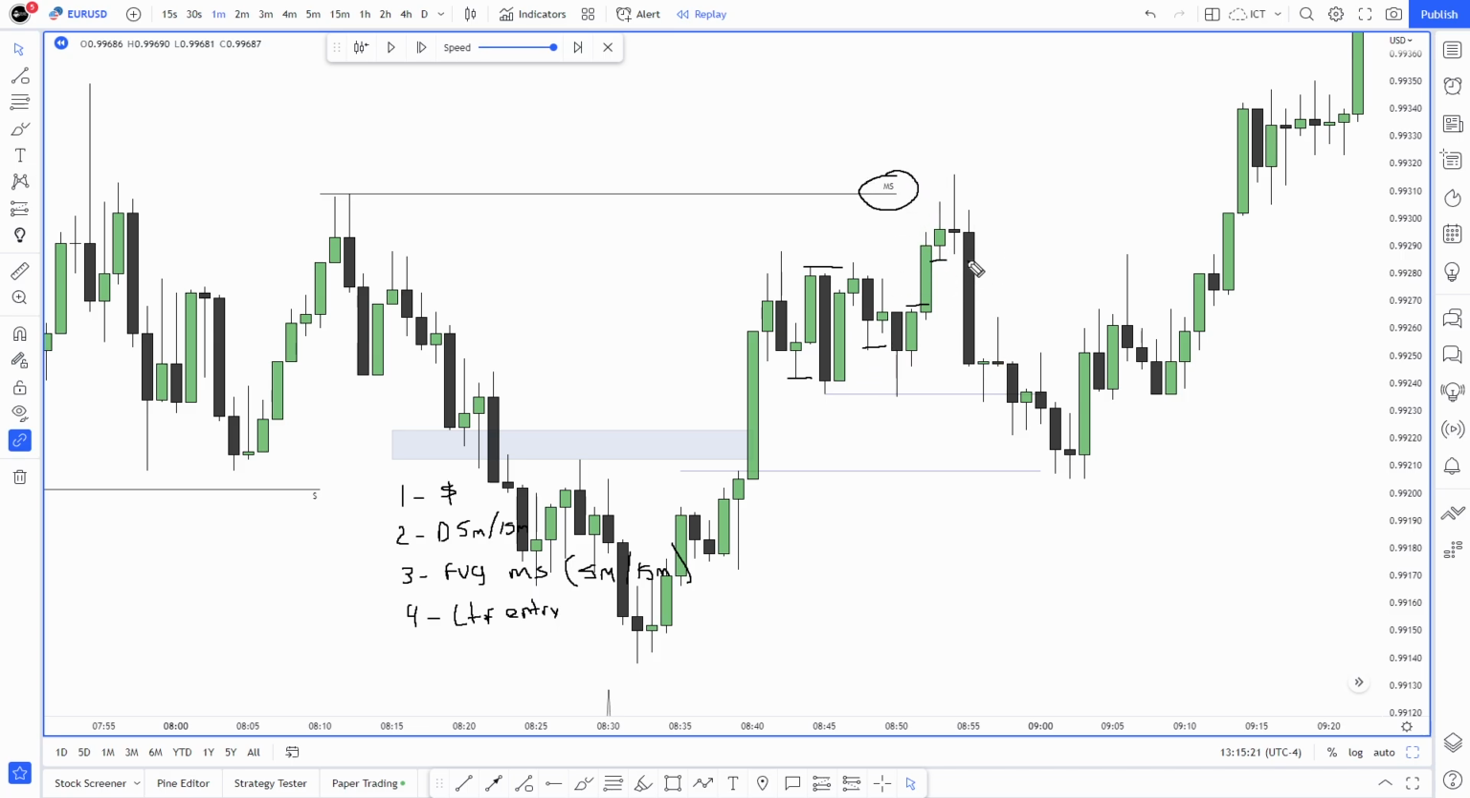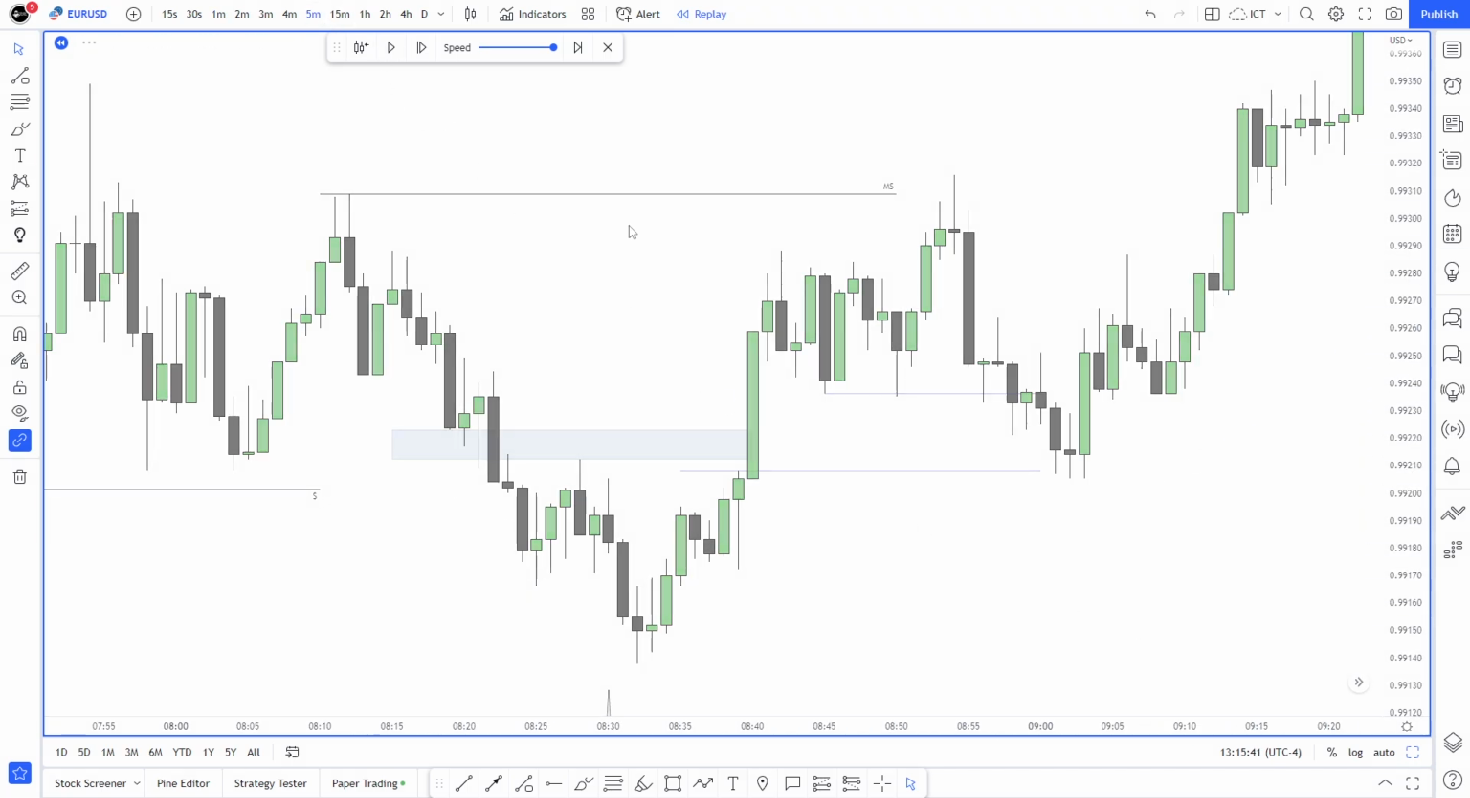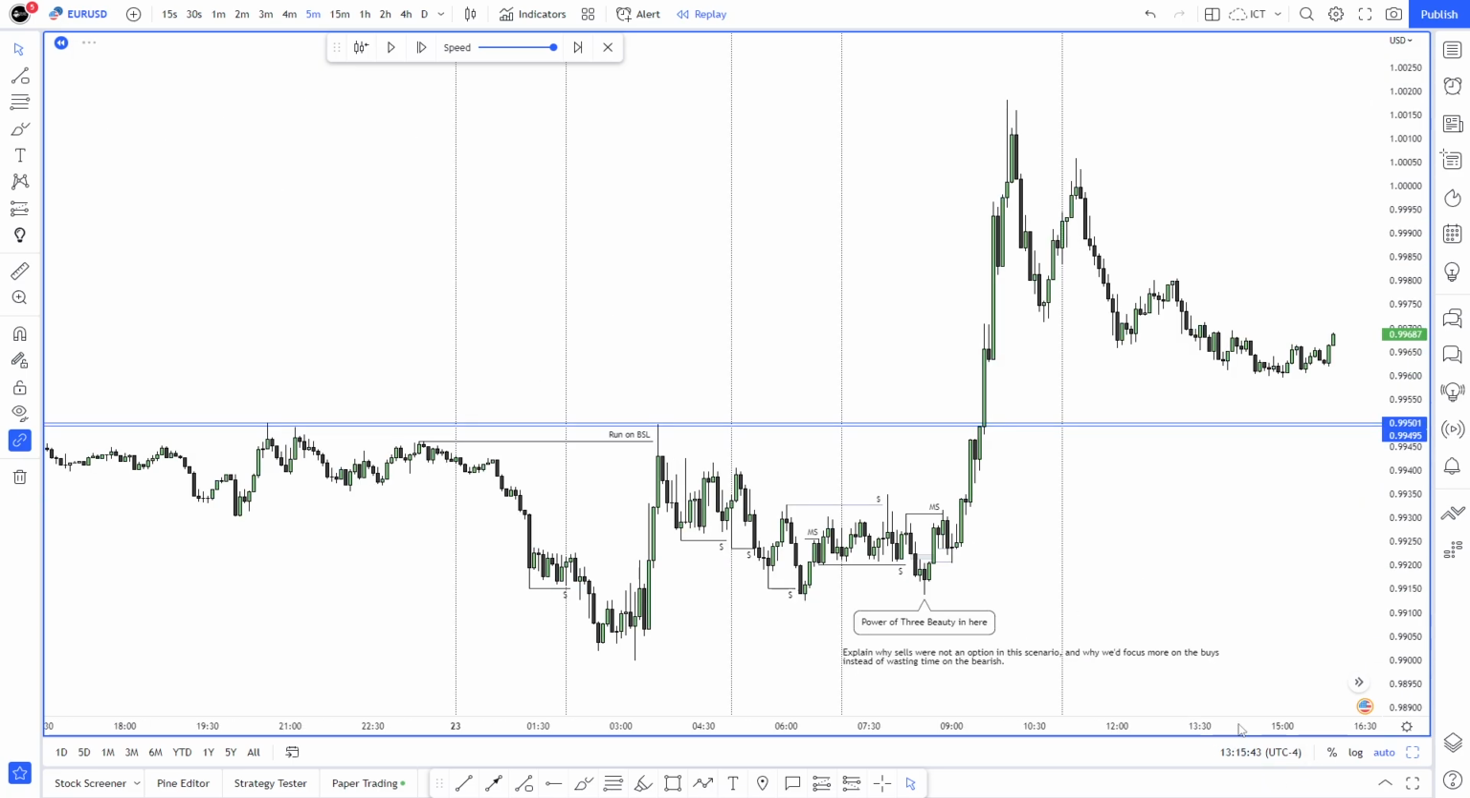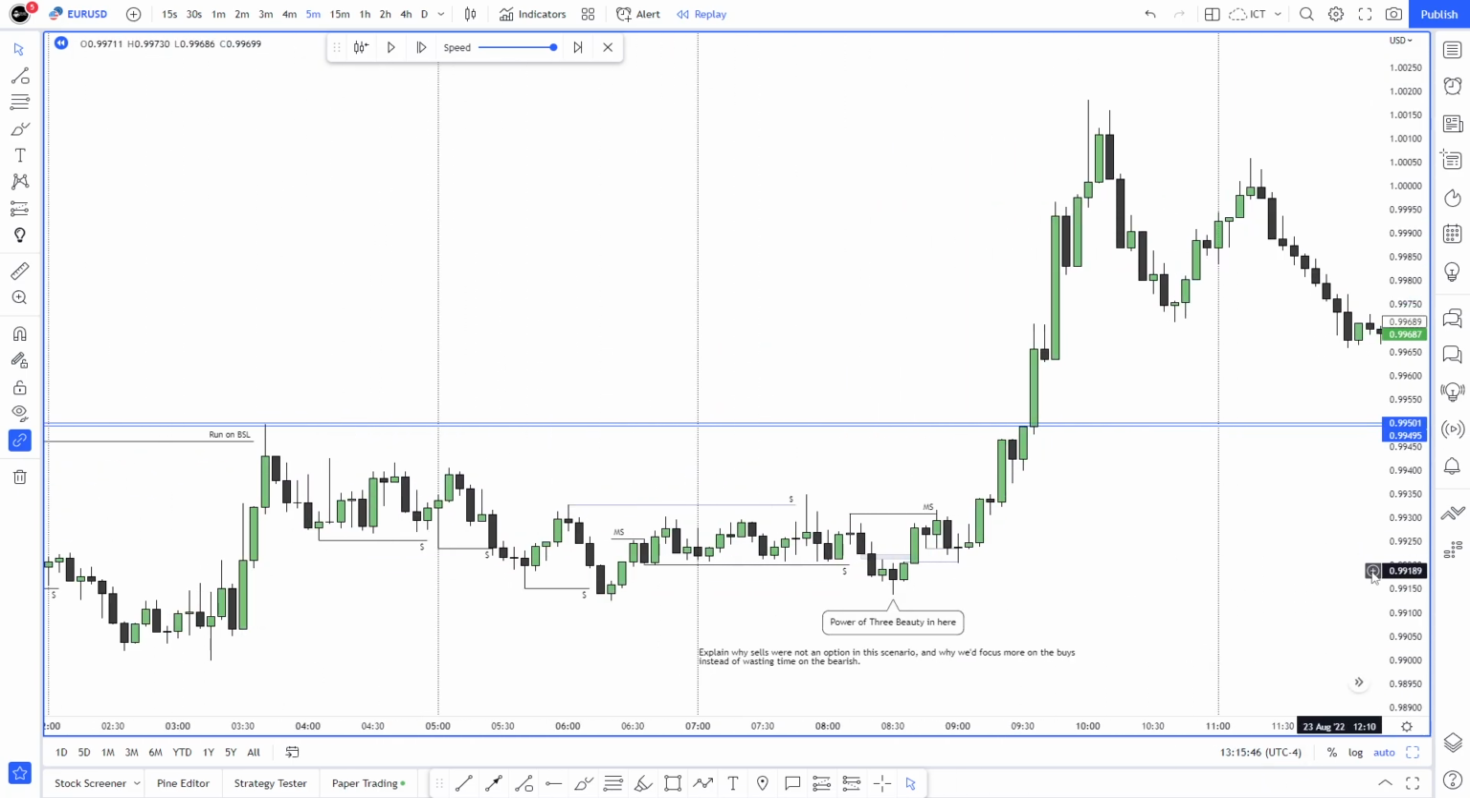What happens here? Do we have a fair value gap here after taking this liquidity? Yeah, but what happens here? We have the 5 minute market shift to go bullish. So at this point, I'm looking for sells. But the 5 minute structure where I was looking for sells completely fails. There's nothing that I can do, or at least I can't continue looking for sells if the structure where I was looking for sells has failed.